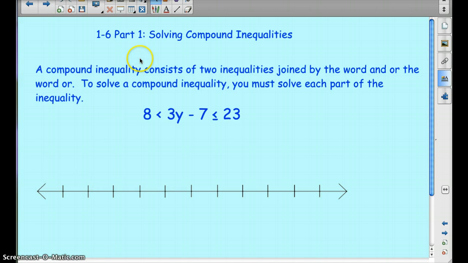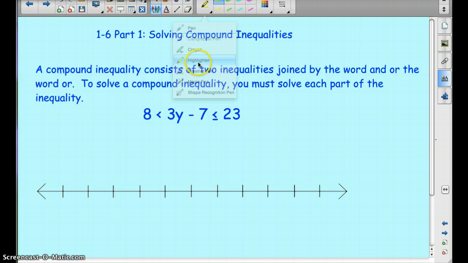A compound inequality consists of two inequalities joined by the word "and" or the word "or". To solve a compound inequality, you must solve each part of the inequality, and then we also have to graph our answers.